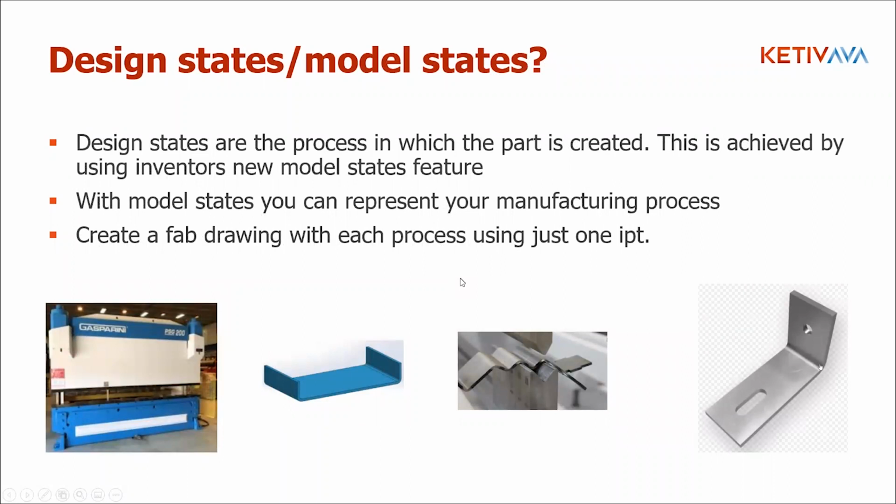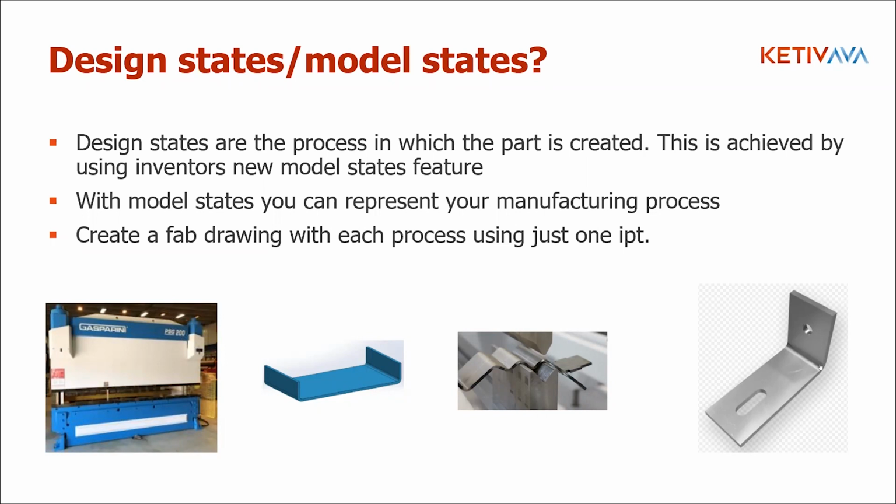So design states or model states. So, this is design states for the sheet metal designer. So what design states are to me is, in manufacturing, you have a process to creating your part. So while creating that part, now with the new feature in Inventor, you can actually represent each step of the manufacturing process, all within one Inventor part. You can use that even further to create a fabrication drawing, which shows each step while still only using one part. So it makes it really simple to get across how you want your part to be manufactured.